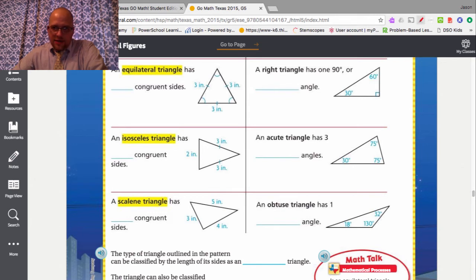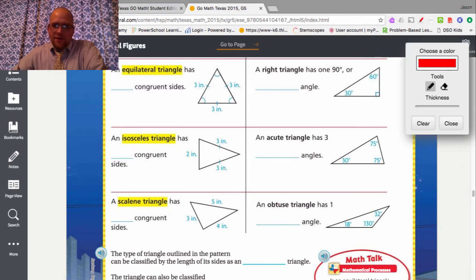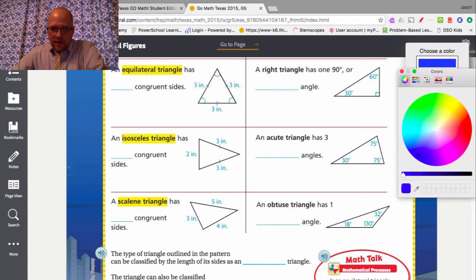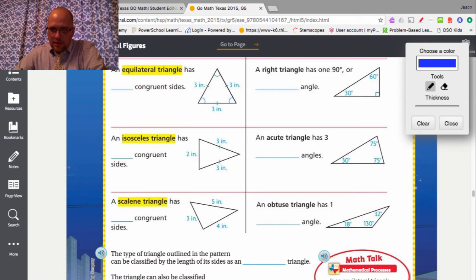The sides of a triangle: if you have 3 congruent sides, that means you have an equilateral triangle. Lateral refers to the sides. Equal means they're equal. They're all the same. So this one has 3 inches, 3 inches, and 3 inches. And we show that they are congruent with these little slash marks here.